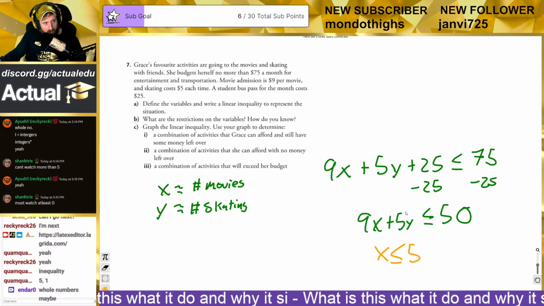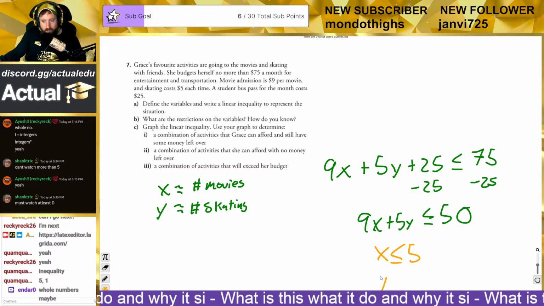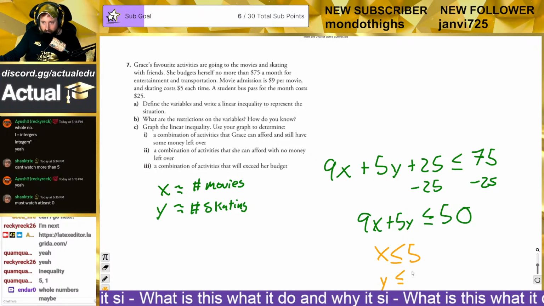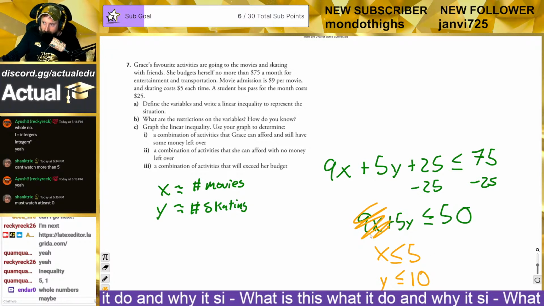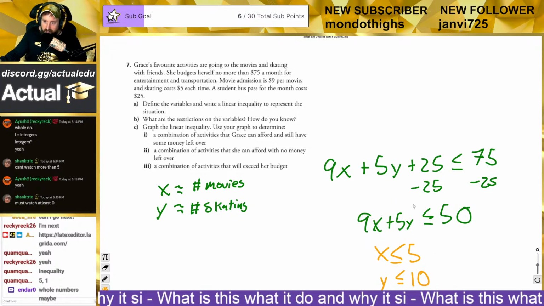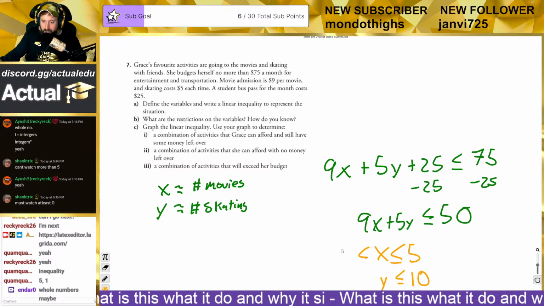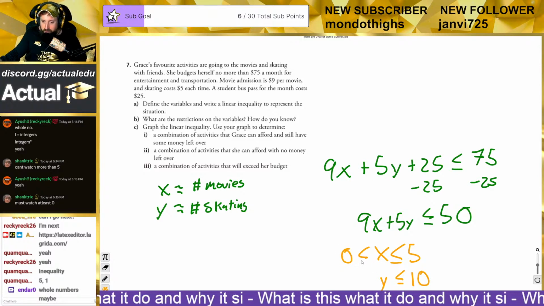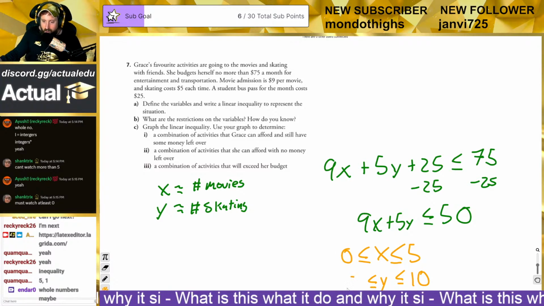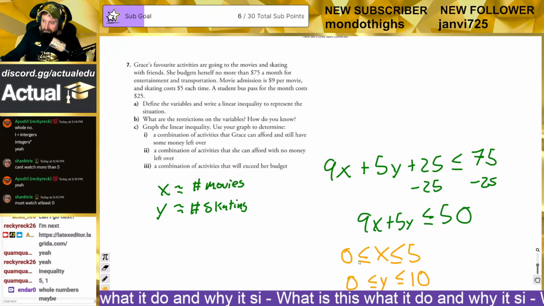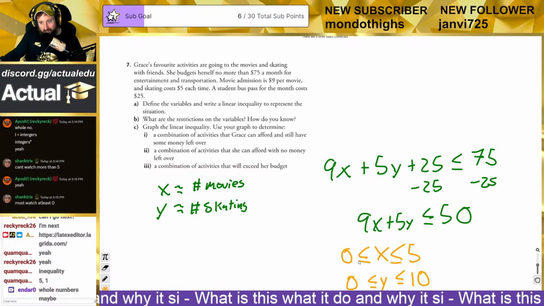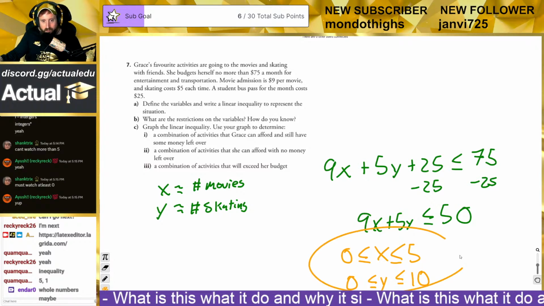And by the same token, we know that y must be less than or equal to 10, right? Because if she decides to watch no movies, then she can only go skating 10 times. And these also have to be greater than or equal to 0, because you can't go watch a movie negative times or go skating negative times. Okay, cool. Those are restrictions.